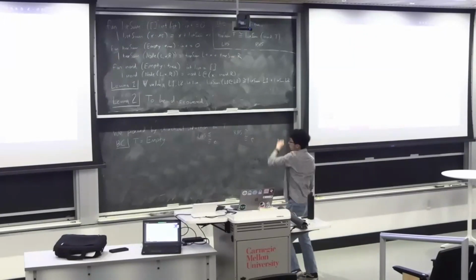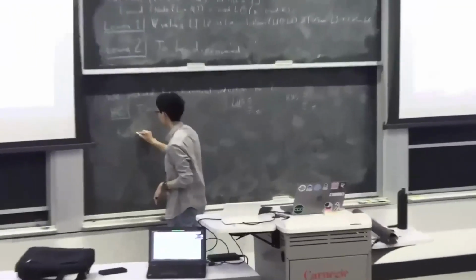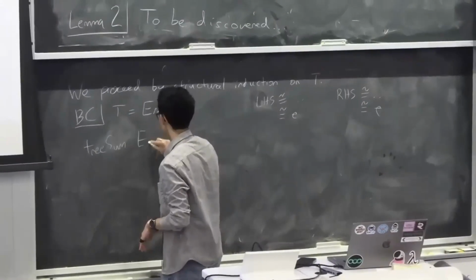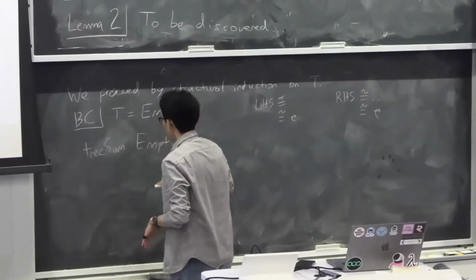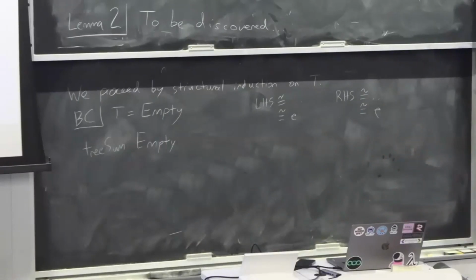Well, let's start with the LHS, which is tree sum of T. So tree sum of empty. And remember that the way that we do an induction hypothesis is we have a knowledge bank, and this is our knowledge bank. This is everything we know about the world, plus or minus a few other things. But basically, if you're ever looking for something to do, it's up here. This is the list of possible moves you can make.